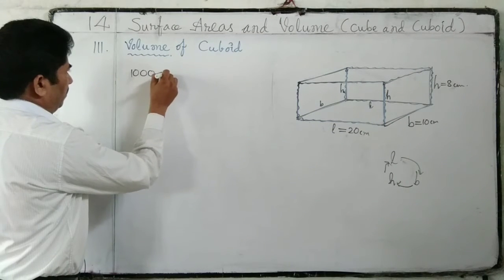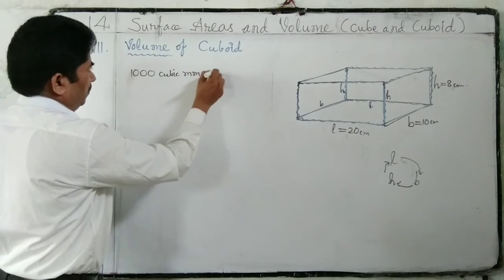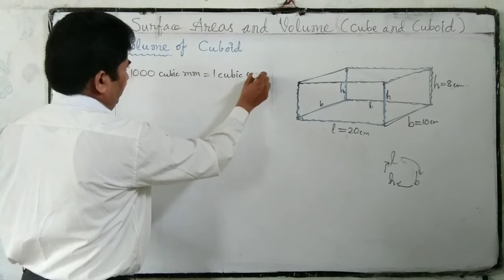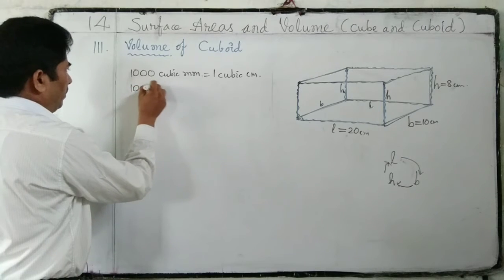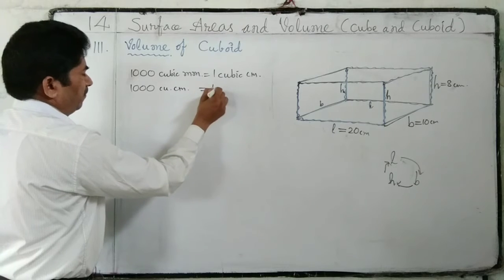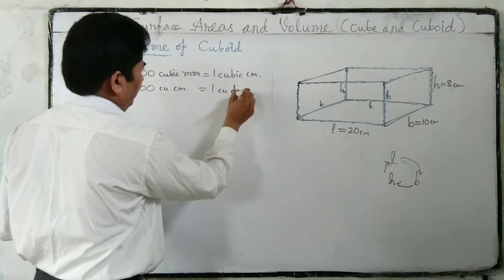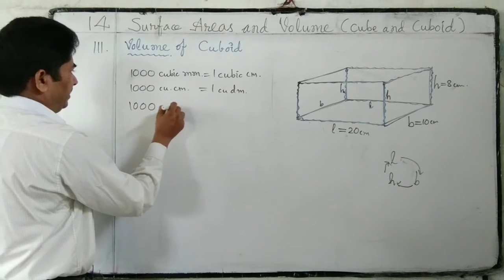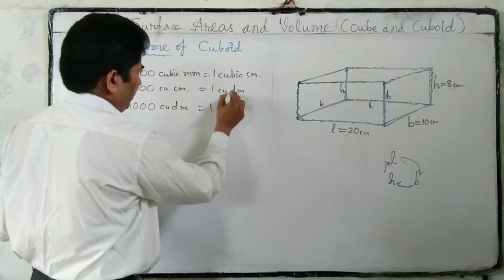1000 cubic millimeters, 1 cubic centimeter. 1000 cubic centimeters, 1 cubic decimeter. 1000 cubic decimeters, 1 cubic meter.